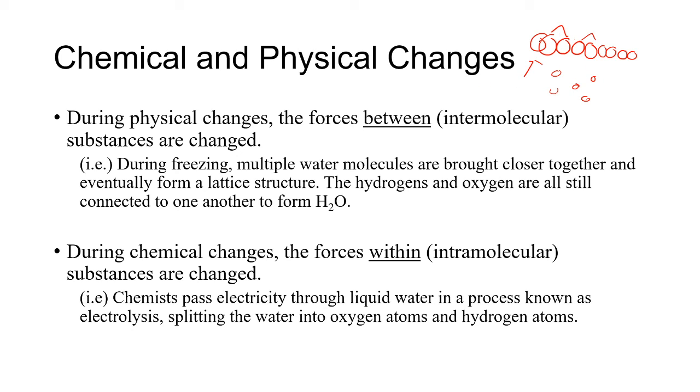So we're not really modifying what it is. We're just modifying how close they are to each other or how attracted they are to each other. So during freezing, multiple water molecules are brought closer together and eventually form a lattice structure. We saw that in the particle diagrams. The hydrogens and oxygen are all still connected to one another to form H2O, aka you're not separating the different atoms that make up water. You're just separating multiple waters from one another.